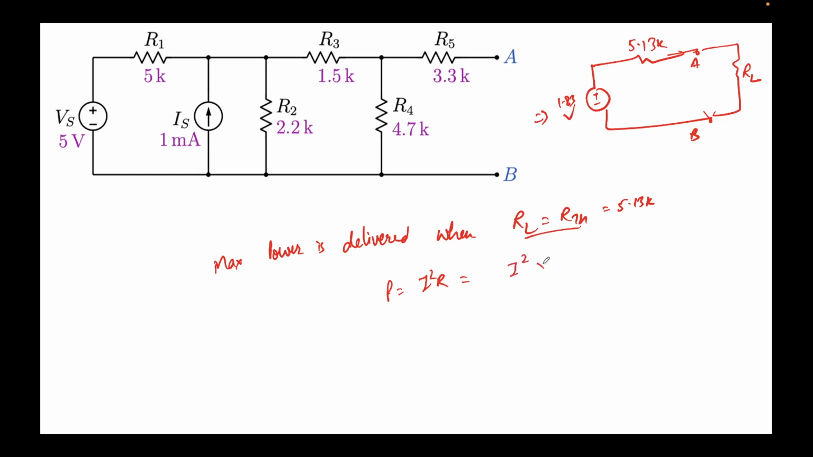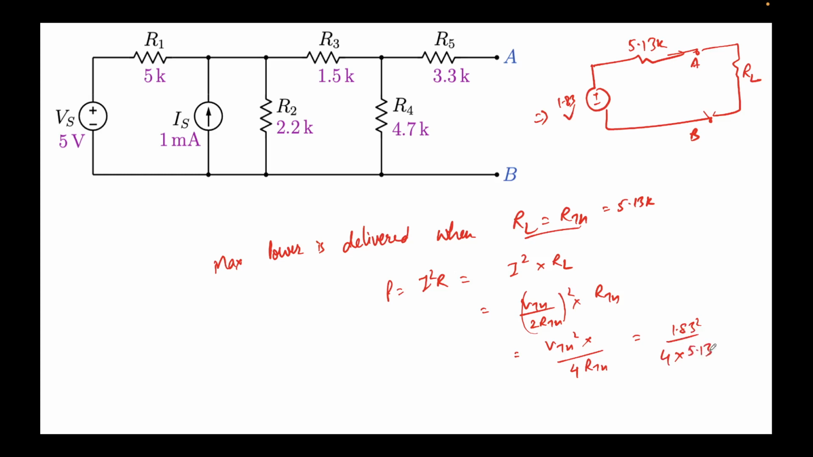Okay, I'll calculate it. I square into RL. I square would be VTH upon 2 RTH, whole square. That will be the current flowing, times RTH, right? So this will be VTH square... sorry, I made a mistake somewhere. No, it's correct. VTH square over 4 RTH. Is it correct? Can someone confirm? Yes, sir. Okay.